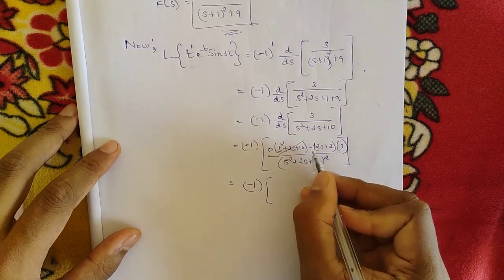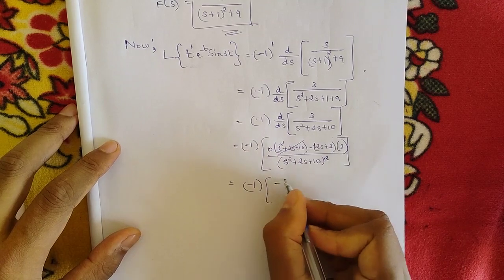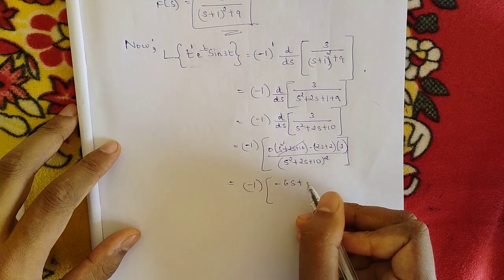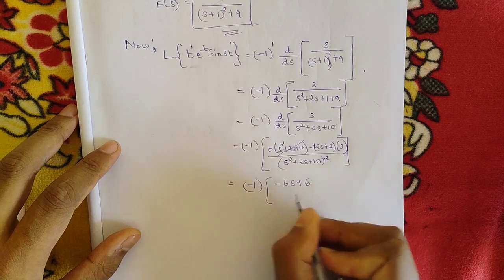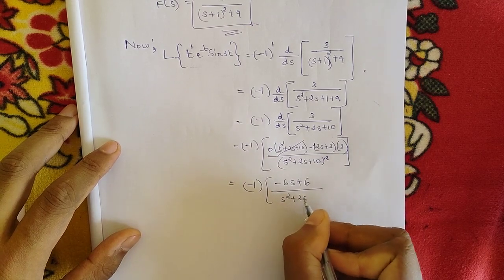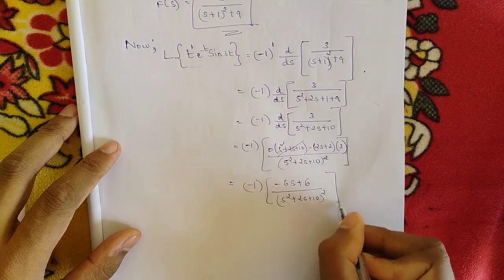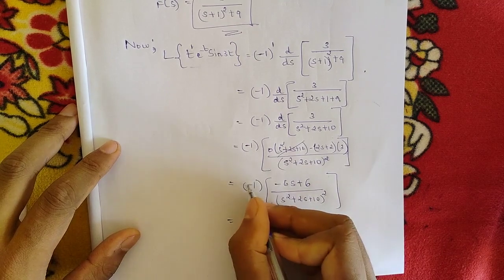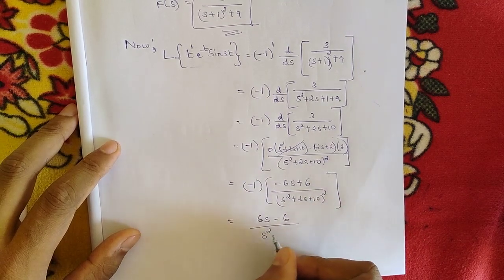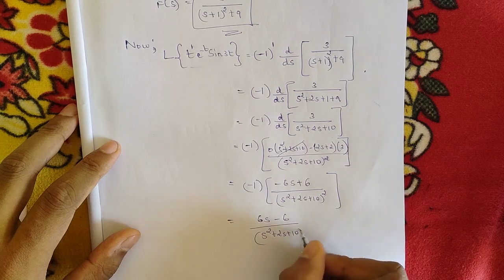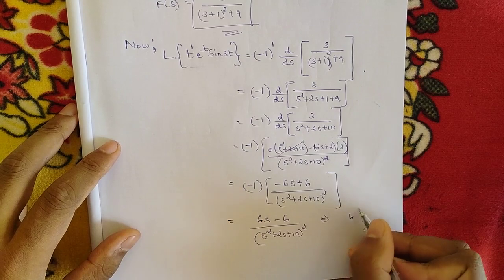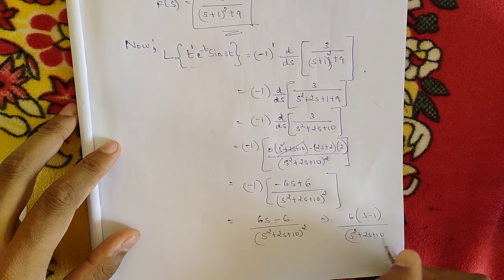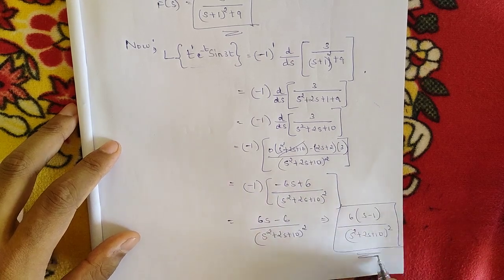0 into anything is 0, so minus 2s into 3, that is minus 6s. 2 3s are 6. Okay, divided by s square plus 2s plus 10 the whole square. Now multiply here, so we are getting minus minus plus, so 6x minus 1 into 6 is minus 6, s square plus 2s plus 10 the whole square. So here we can take 6 common, so 6 into s minus 1 divided by s square plus 2s plus 10 the whole square. So this is our final answer.